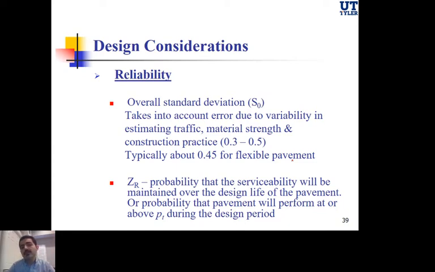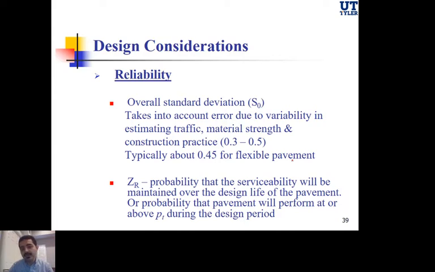The first one is the overall standard deviation, which is S node. This factor takes into account the error due to the variability in estimating traffic, material strength, and construction practices, and it ranges from 0.3 to 0.5. A typical number for standard deviation for flexible pavement is about 0.45.